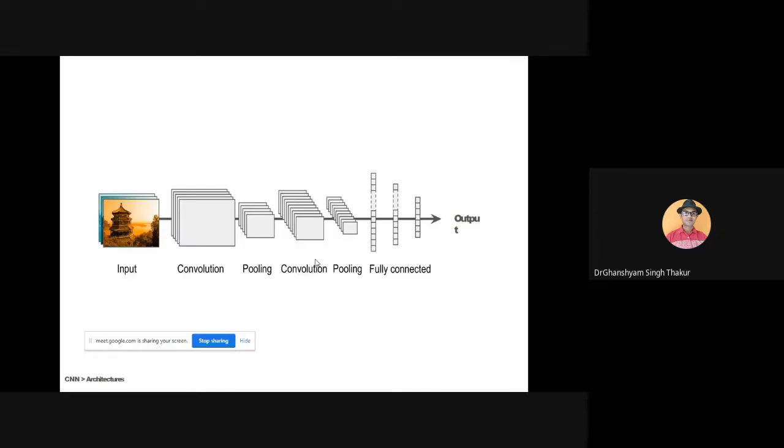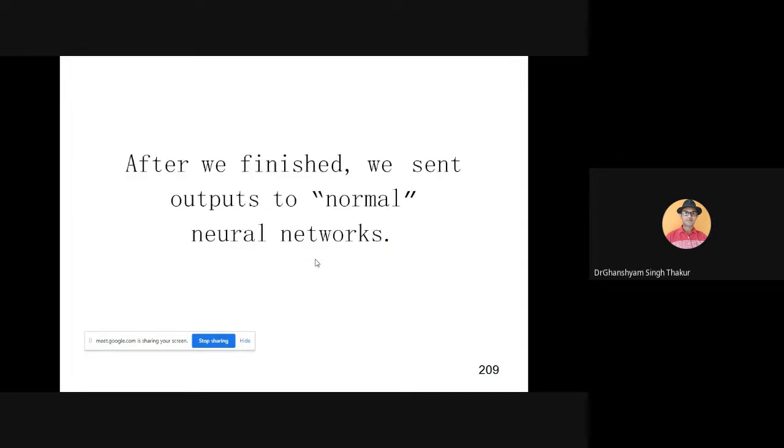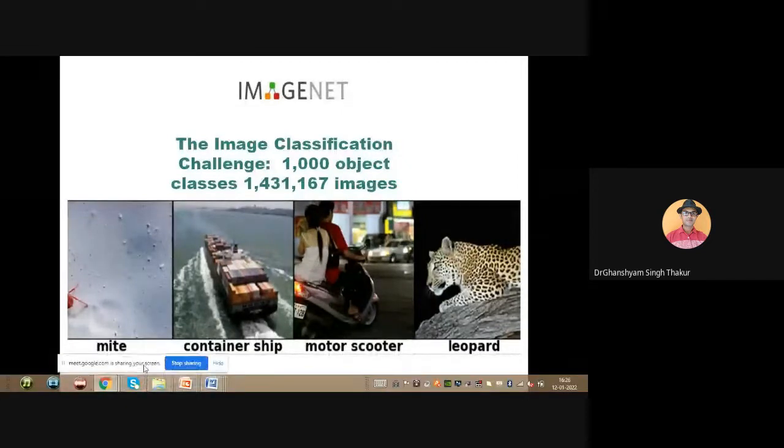So in this way, you will get the complete output, the complete solution. We can repeat convolution and max pooling, convolution and max pooling. After we finish, we send the output to the normal neural network. The ImageNet image classification is a challenge. You can use any software to classify the images.